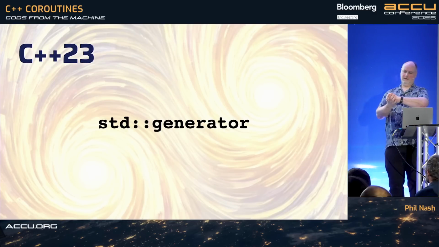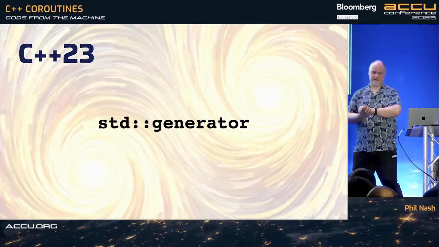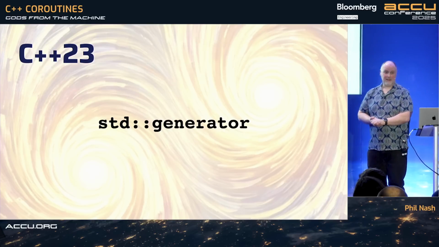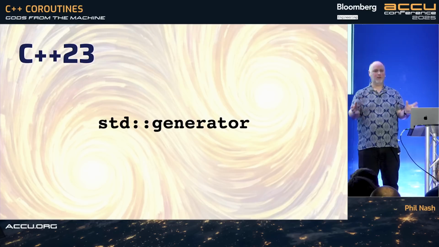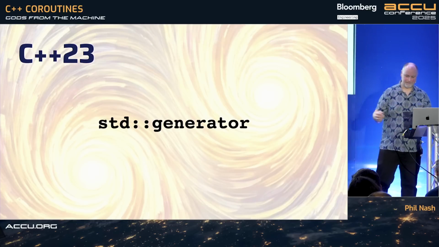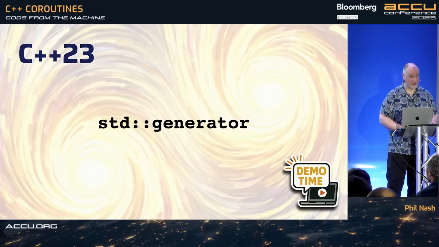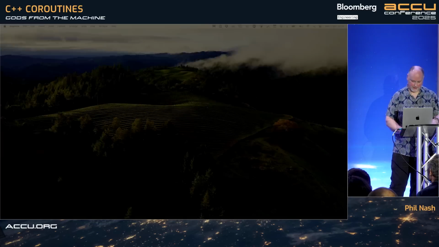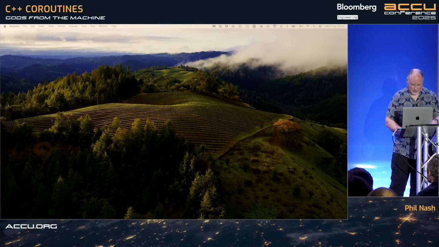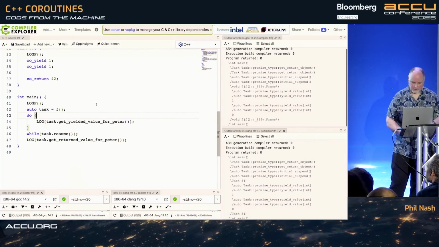So we spent 70 minutes or so getting to this point. This is all the work we have to do to make generators work. Let's see what it looks like if we actually have C++23. So go back to our example.